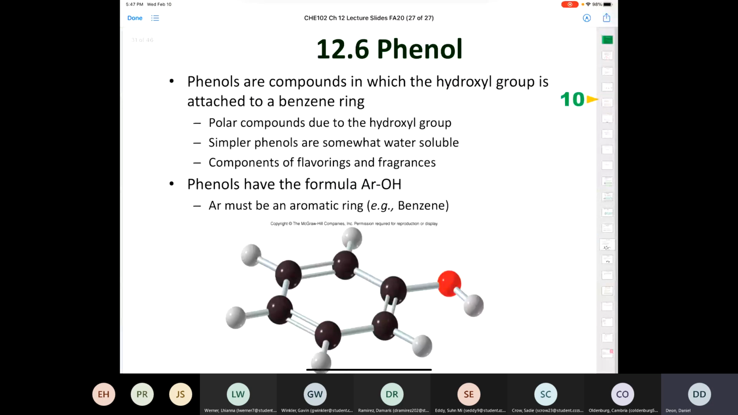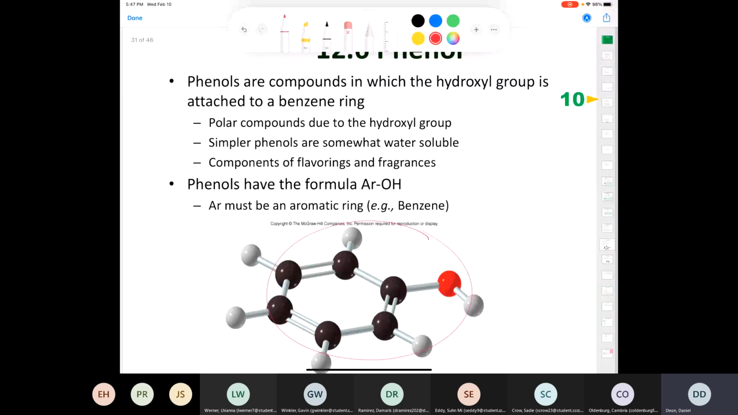This is a ball and stick model of phenol right here. If we just draw the bond line structure of phenol, if I draw this, C6H6, you will all recognize that as benzene. If I add an alcohol or a hydroxyl on here, then I have phenol. Okay, phenol. Now, what about phenol? It says phenols are compounds in which a hydroxyl group, that's this, is attached to a benzene ring here.